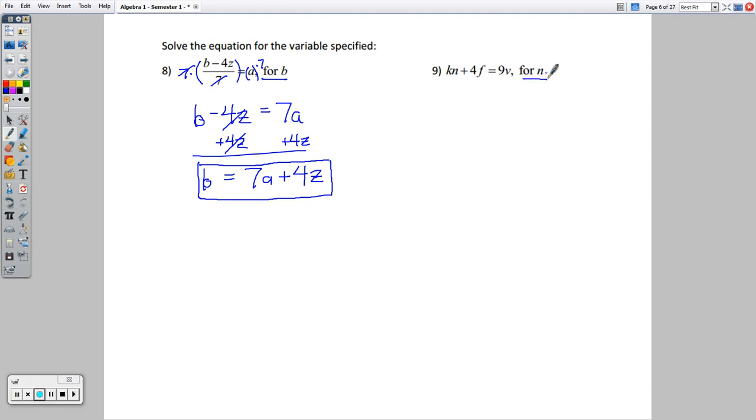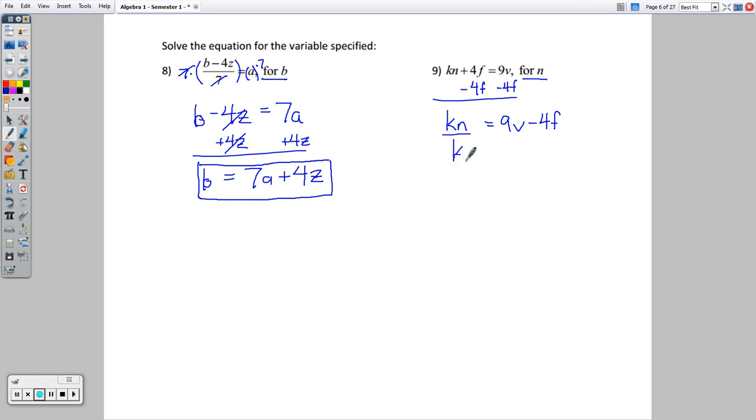For this one, we're solving for n. So trying to get the n part by itself first. Let's move this part over there. Let's subtract 4f first of all. That would be kn equals, then you could say 9v minus 4f, or you could say negative 4f plus 9v. With the minus sign, I usually put that in between if one's positive and one's negative, like that.